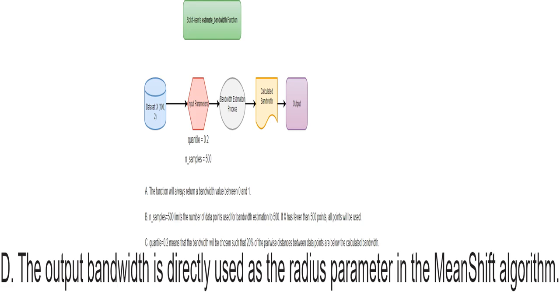This is false. The bandwidth doesn't directly become the radius in mean shift. It influences the kernel. It's a key ingredient but not a direct substitution. It's like saying the flour is the cake.